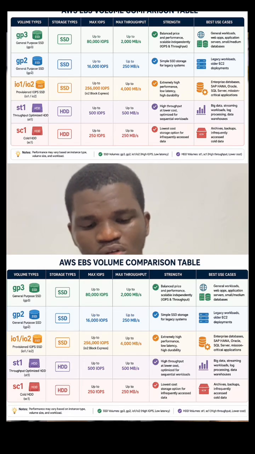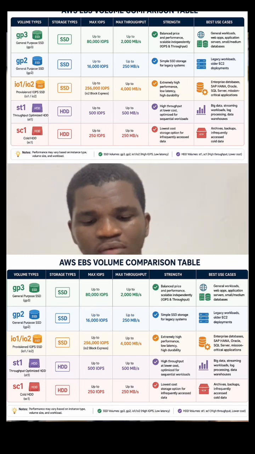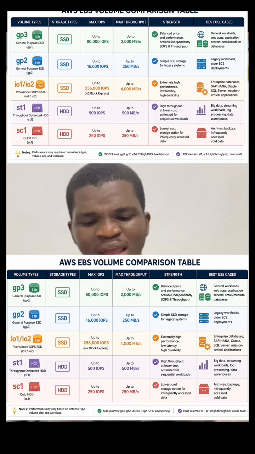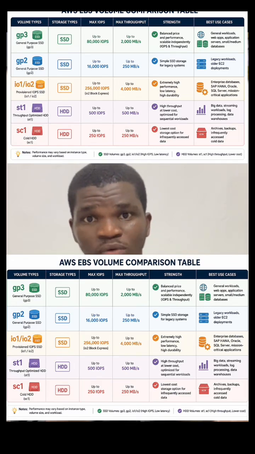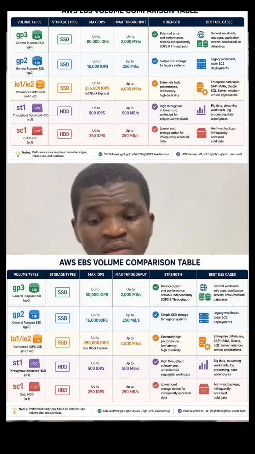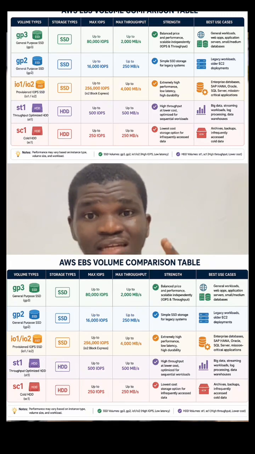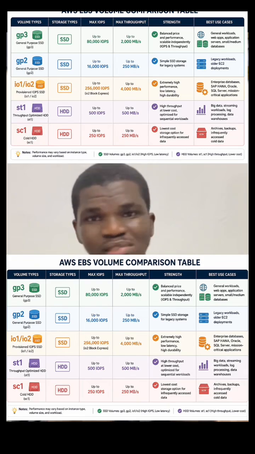Now the second one is IO2. IO2 is the second class under the SSD-backed volume. Now the max IOPS is 256,000. That is the max IOPS, while the max throughput is 4,000 megabytes per second. You can see that this one can process a larger amount of data per second, even more than GP3. The strength that this one has ahead of others is that it has high durability and speed, and can work very, very fast, even faster than GP3. They use this one mostly for critical databases, and that is why banks prefer using this kind of EBS volume for their banking applications, and they also use it for critical systems.